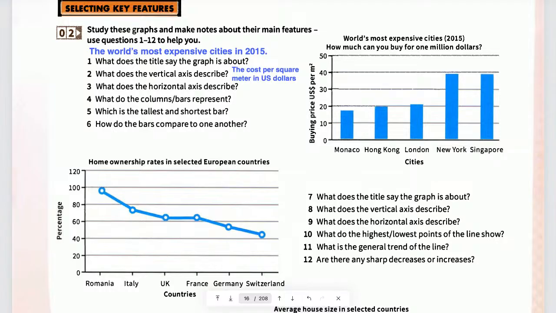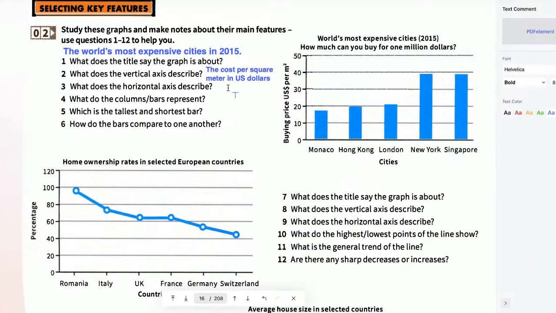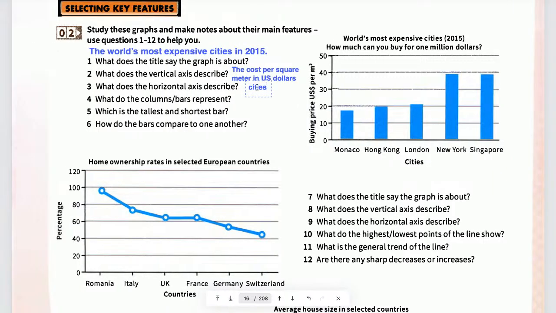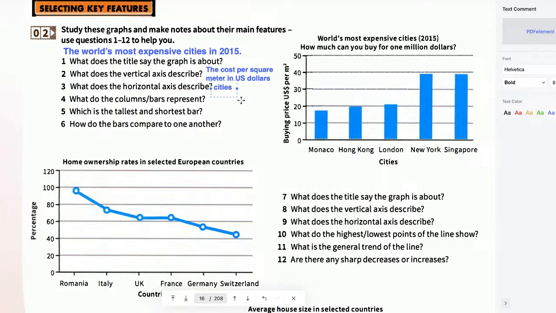So how can we answer this? What does the horizontal axis describe? The most expensive cities. Yes, we can write cities there. Actually they are among the most expensive cities in 2015. Okay. Or you can keep it short. You can just write cities there. It's fine. Okay.